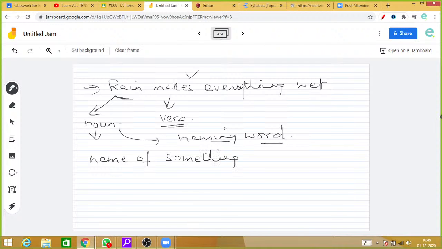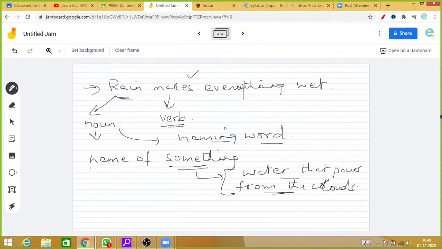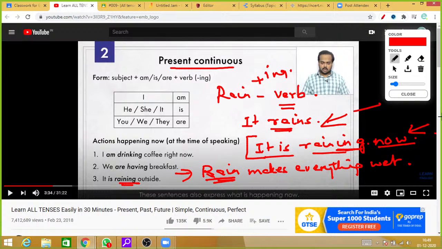What is it? It is the name of something. And what is that thing? The water that pours from the clouds. So the name for the water that pours from the clouds is rain. So that is why it is a noun here. Okay? But as we saw, it can be used as a verb also. So these things you should keep in mind. Okay?